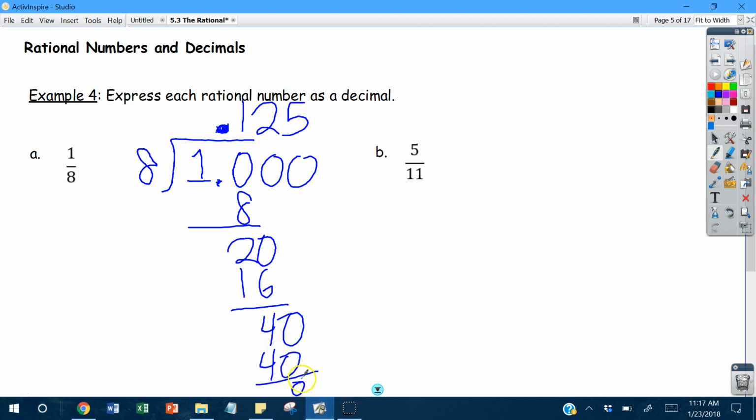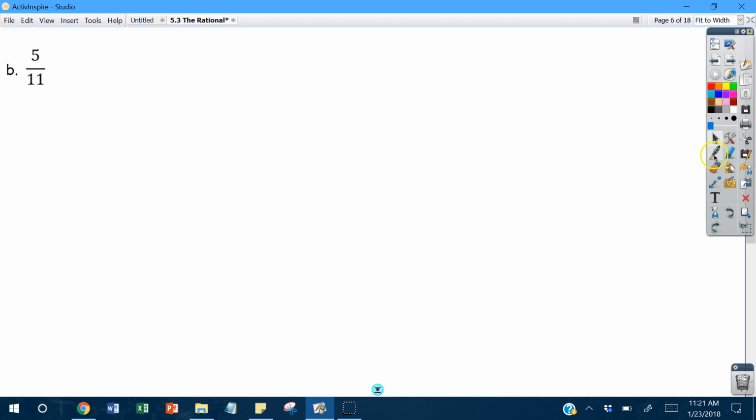Okay, so since I now have 0 remainder, what I've done is I've expressed this fraction as a decimal. So 0.125 is my answer. So this is similar to what we just did with the mixed numbers, except in this case we don't want to just report the remainder. We want to put a decimal in there and we want to keep going so that we have a decimal answer.